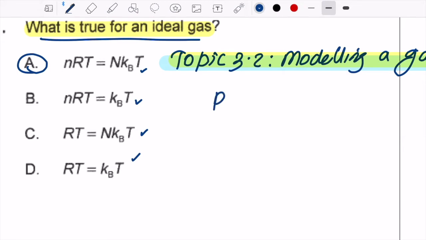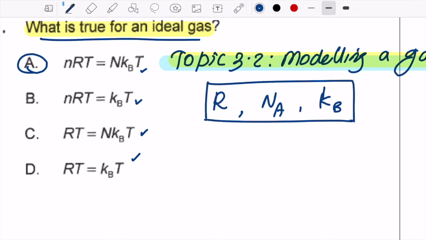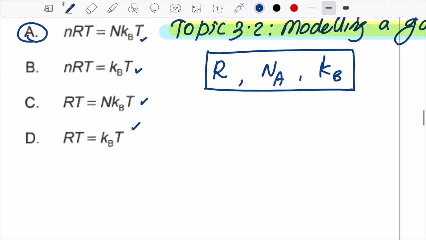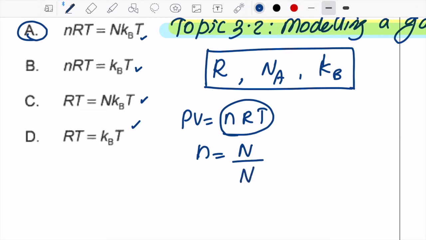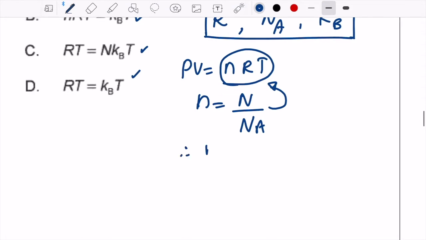What they ask is there are 3 variables: ideal gas constant, Avogadro constant, Boltzmann constant. These 3 constants, do you know how to combine these 3 together? That's the real question. Example, let's say PV equals nRT. Let's start from here. But we know number of moles is number of molecules divided by Avogadro number, right? So we can use this one here. So nRT is number of molecules over Avogadro number, R times T.